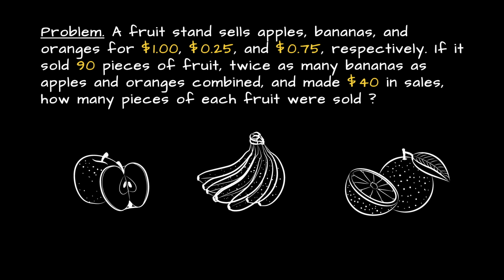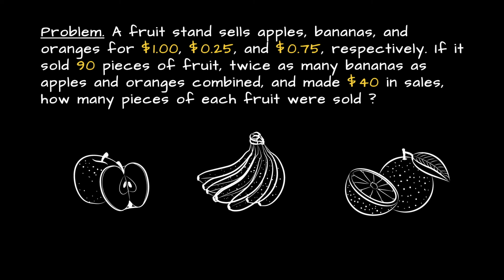Suppose that a fruit stand sells apples, bananas, and oranges for $1, 25 cents, and 75 cents respectively. If it sold 90 pieces of fruit in total, and if it sold twice as many bananas as apples and oranges combined, and if it made $40 in sales, then how many pieces of each fruit were sold? This is probably not the kind of problem that you can quickly solve in your head.